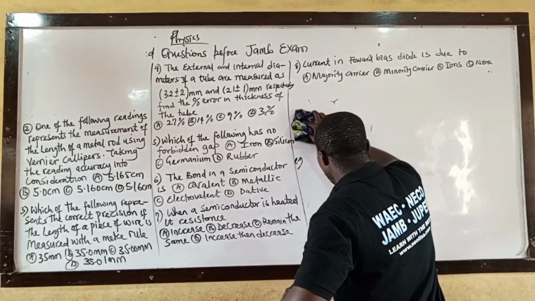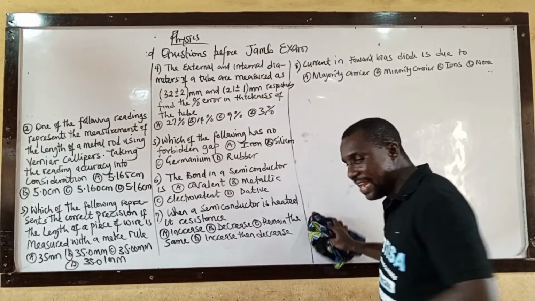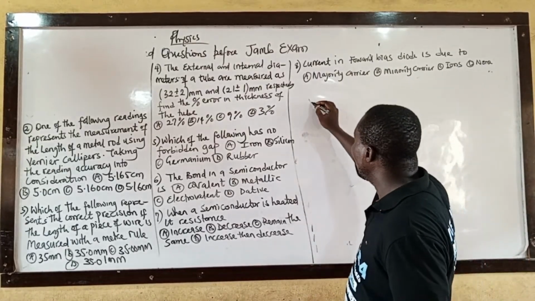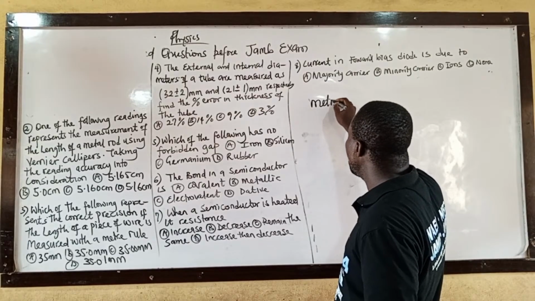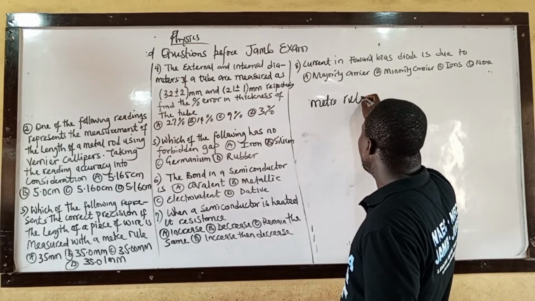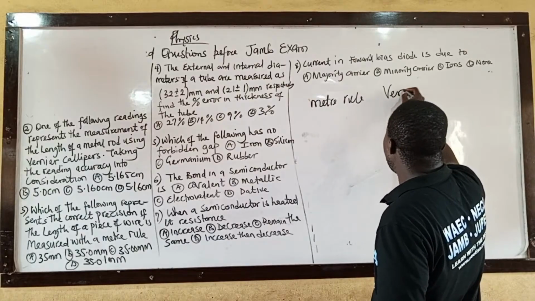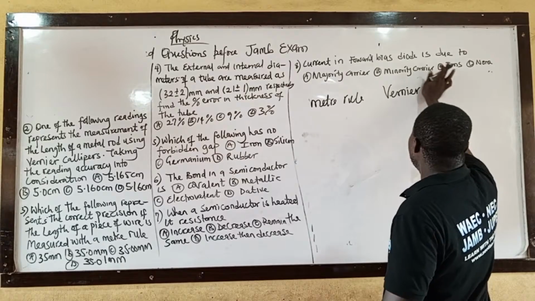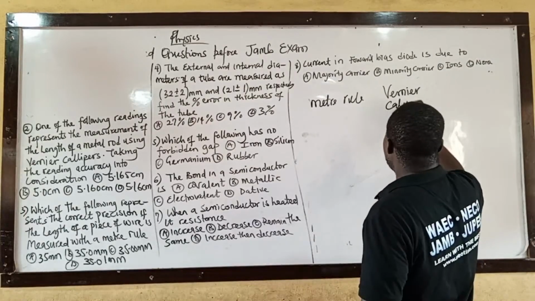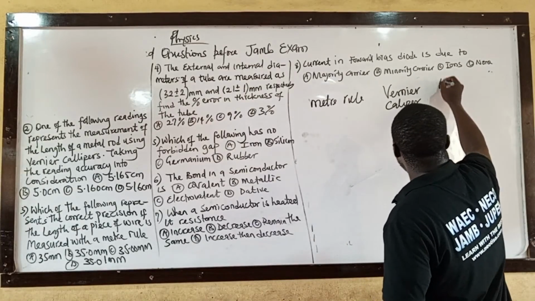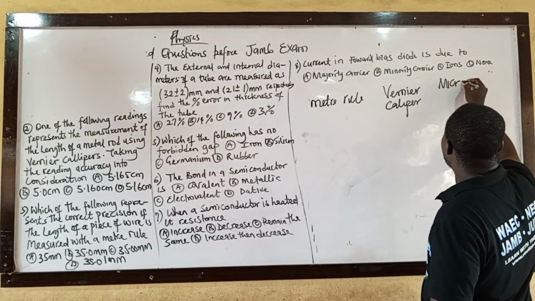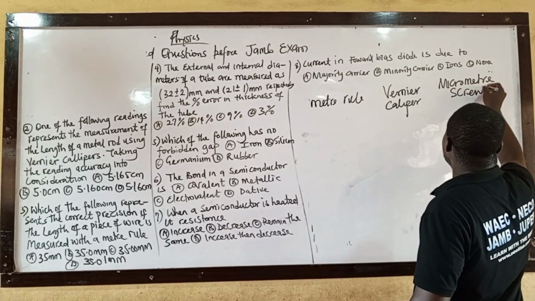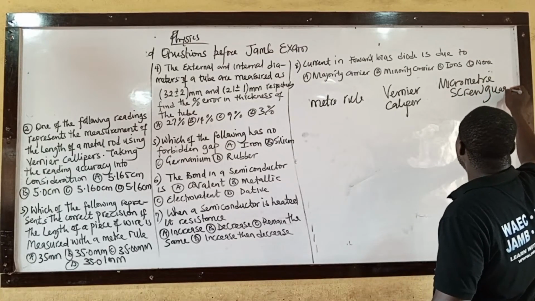Class, when you have measurement of length, we have these instruments. We have meter rule, vernier caliper, micrometer screw gauge.